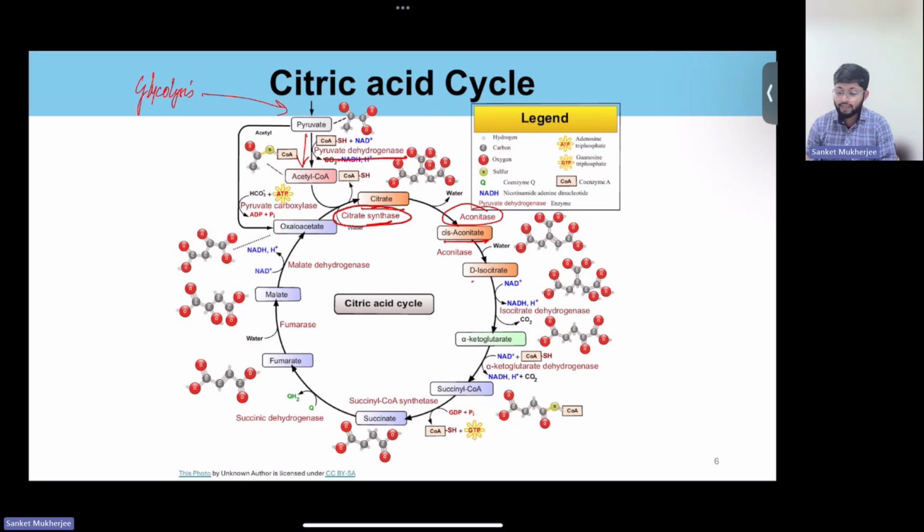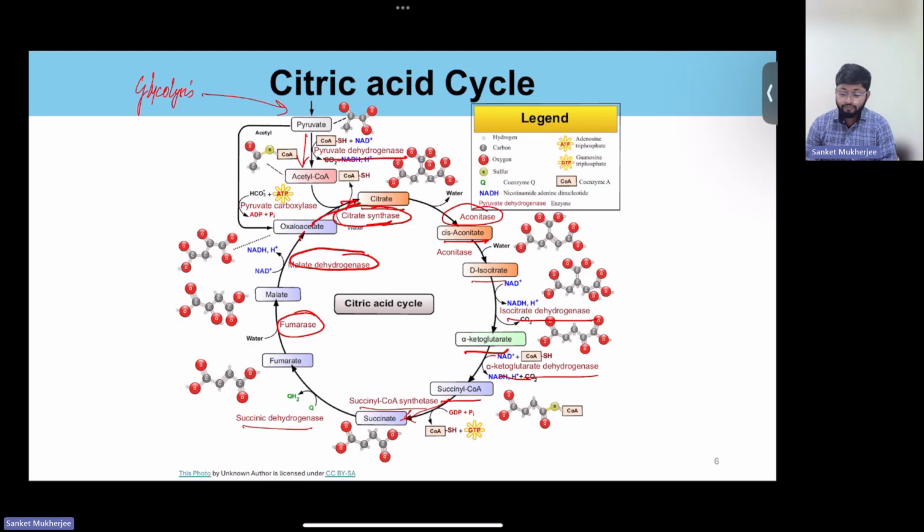The same enzyme then forms isocitrate. Then we have isocitrate dehydrogenase, which forms alpha ketoglutarate. Then alpha ketoglutarate dehydrogenase forms succinyl coenzyme A. Then succinyl coenzyme A synthetase converts succinyl coenzyme A to succinate. And then this succinate is converted to fumarate using succinate dehydrogenase. And then it is converted to malate using fumarase, right? And then it is converted to oxaloacetate by using malate dehydrogenase. And then finally, we get oxaloacetate. So oxaloacetate gets converted to citrate using citrate synthase.